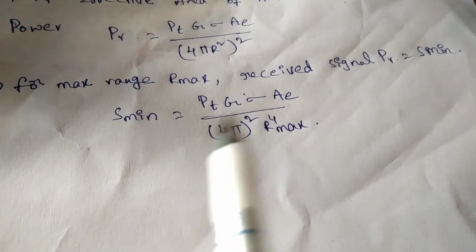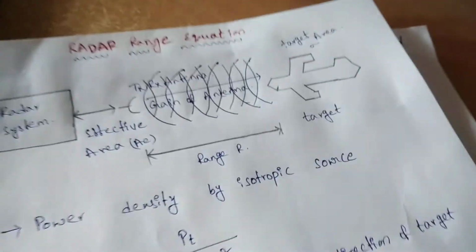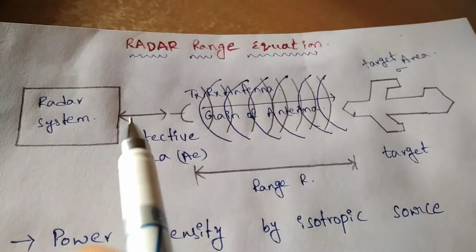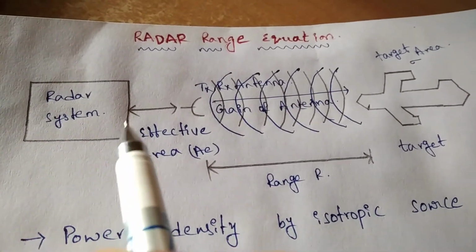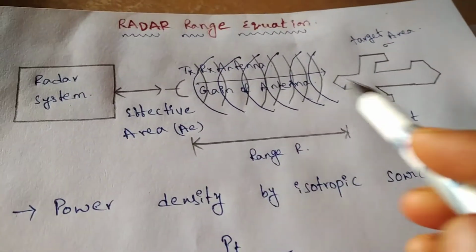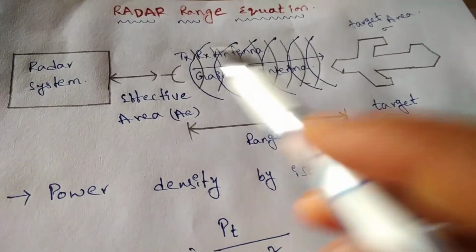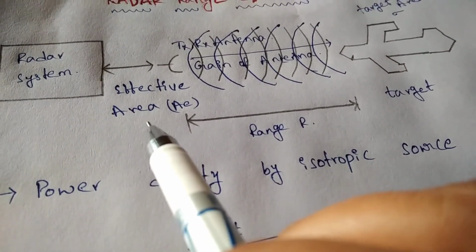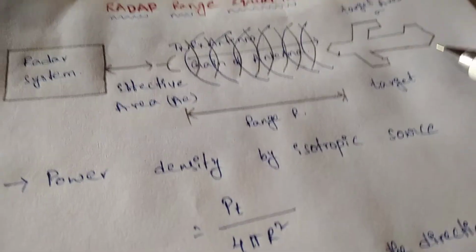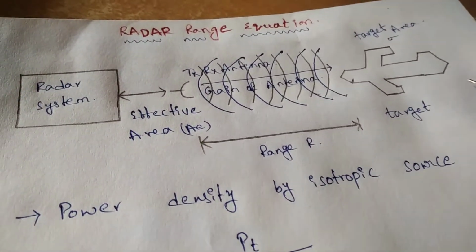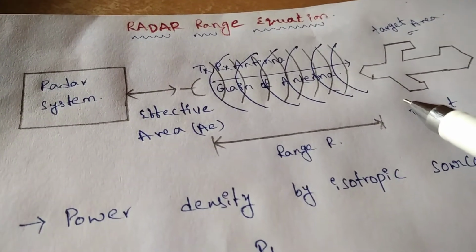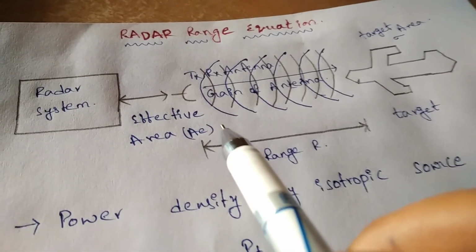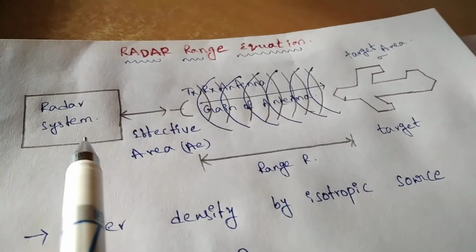So this is calculated at the maximum range of the radar. In that case, the received signal will be minimum. So if I say the range of target is maximum, in that case the received signal will be minimum. So this is the minimum detectable signal for this radar system.